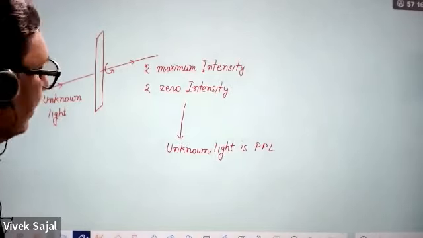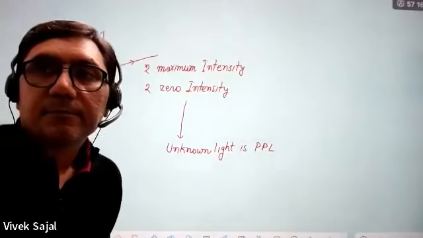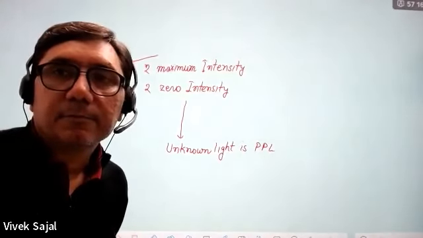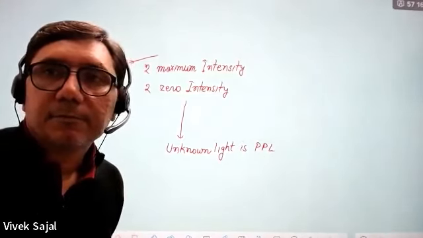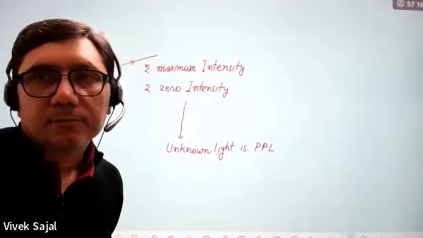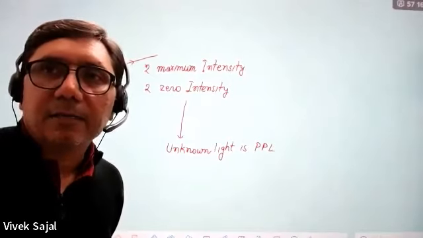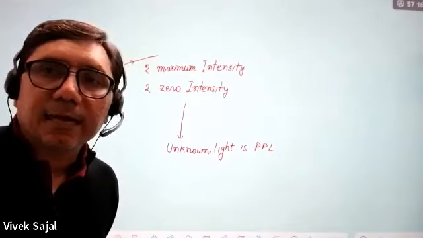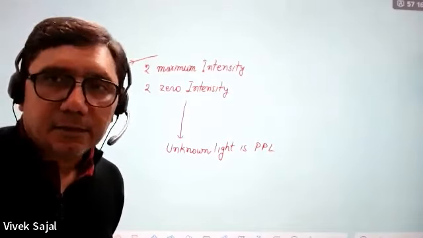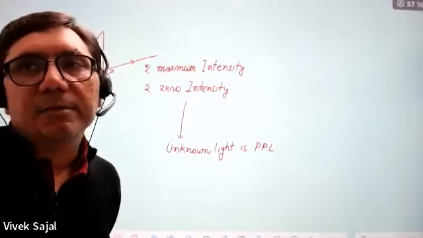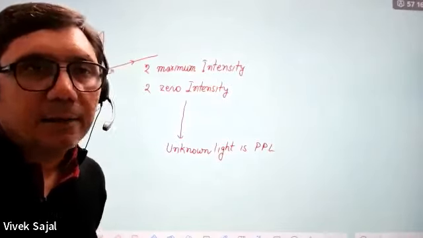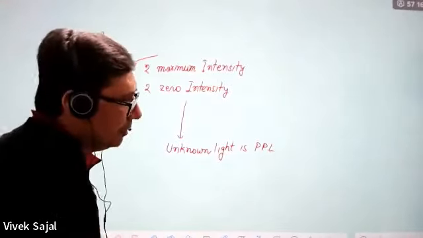Yes, beta, please. Sir, at the angles 0, 90, 180, 270 degrees, we get two maximum and two zero values. Yes, beta. But at other angles, the intensity will be in between 0 and maximum. I will show you, I'm coming to that.